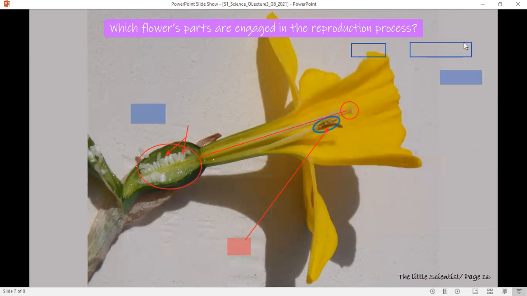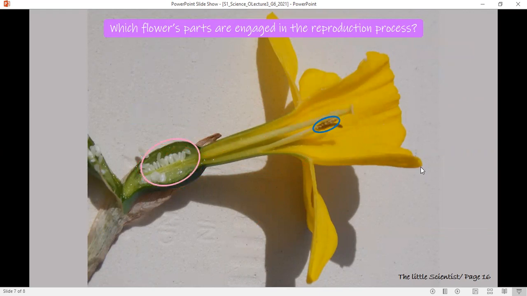Okay, here is the anther. As I told you, usually the anther is yellow, holding the pollen grains. Here is the ovary. The ovary contains the ovules. The pollen found on the anther needs to be moved to the stigma. So from the anther to the stigma. From the male anther, from the head of the boy, to the female stigma, to the head of the girl. That's what we call pollination.